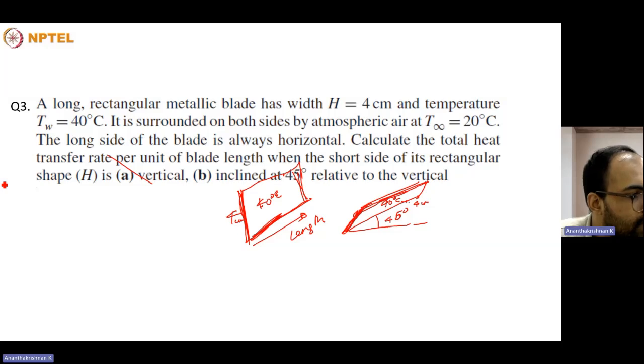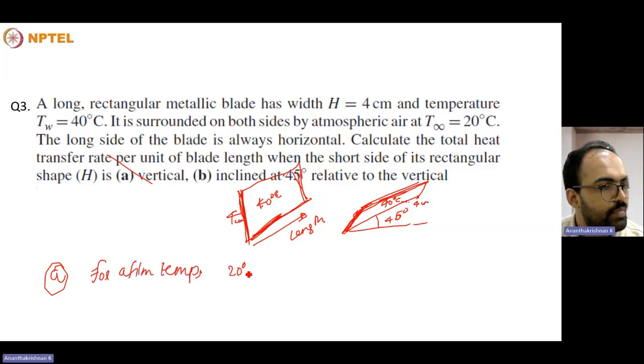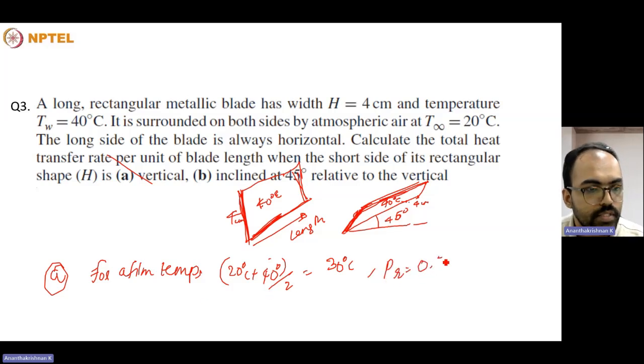For the film temperature, 20 plus 40 divided by 2 will be 30 degrees Celsius. 20 is for the air and 40 is for the wall surface. So it will be 30 degrees Celsius. We can obtain the Prandtl number, that is 0.72, k is equal to 0.026, and g beta divided by alpha nu equal to 90.7 per centimeter cubed Kelvin.